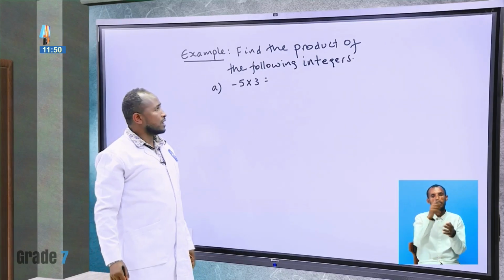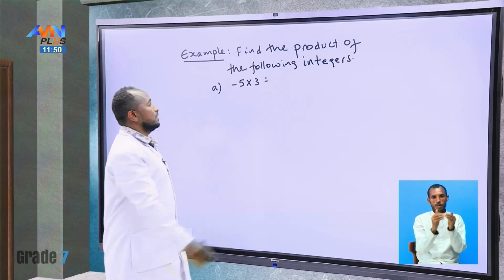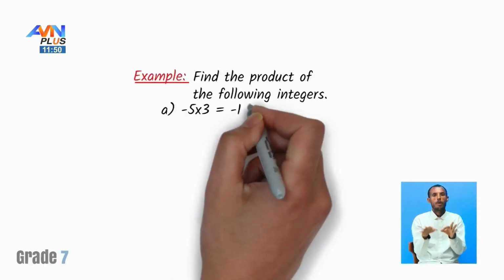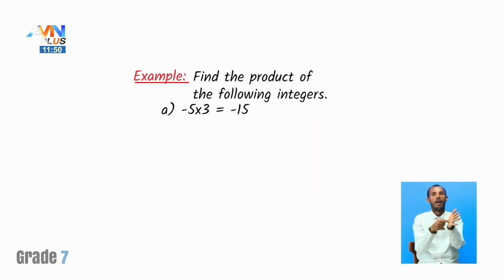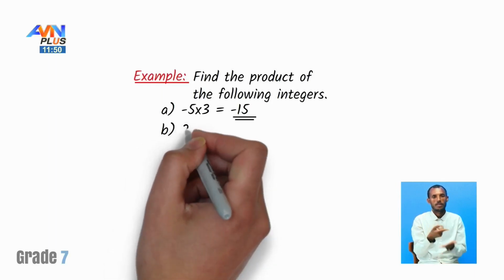Good. The product of negative 5 and 3. To multiply these two numbers, first put the negative sign because one is positive, the other is negative. We said the product of a positive and negative number is always negative. So the sign of the product is negative, and then you multiply the numbers 5 and 3. 5 times 3 is 15. This will be the answer.